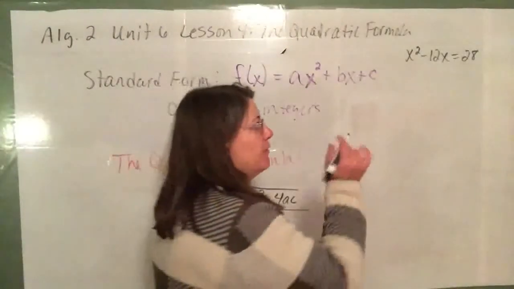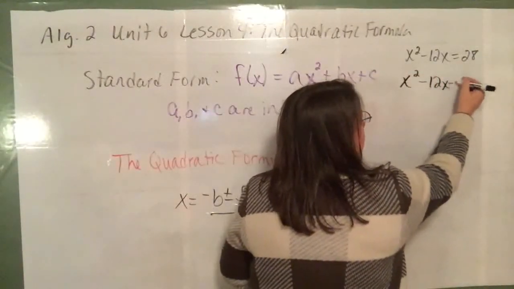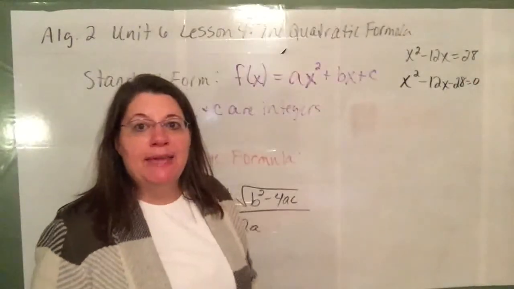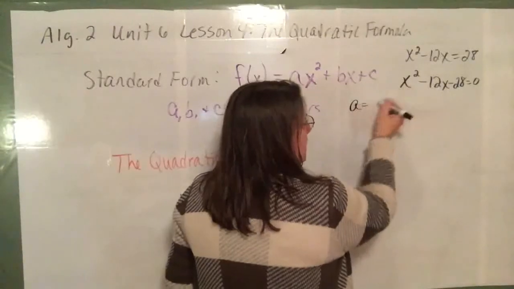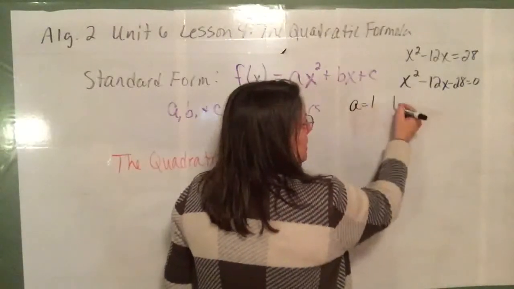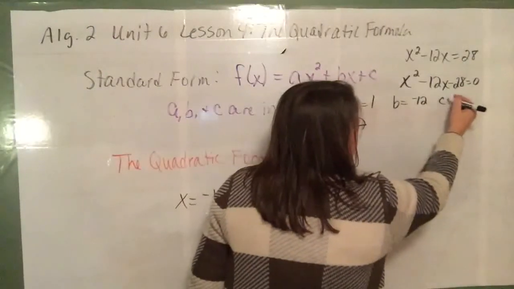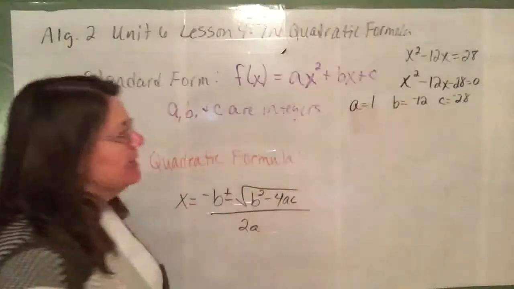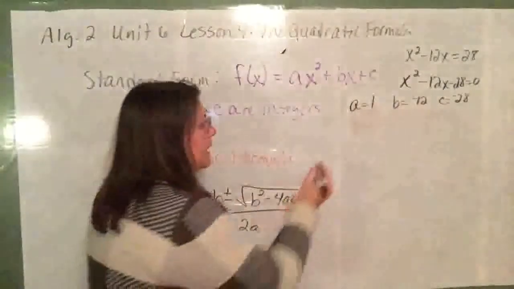Like I said before, I'm going to move the 28 over. So I've got x squared minus 12x minus 28 equals 0. Then I have to identify the a, b, and c in that equation. My a is the coefficient of the x squared term, so it's 1. B is the coefficient of the x term, that's negative 12. And c is the constant, negative 28. Then I'm going to take those numbers and plug them into the quadratic formula.